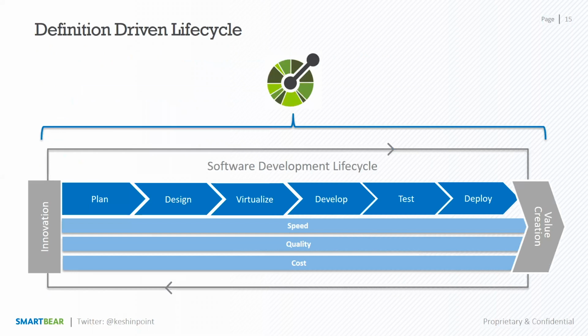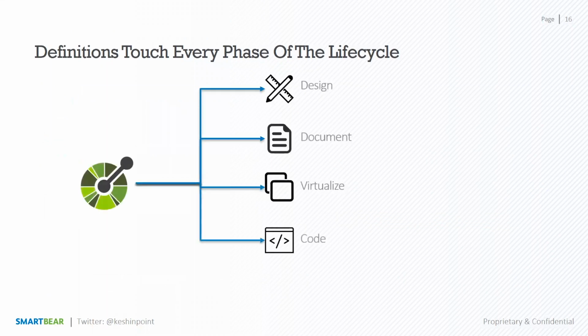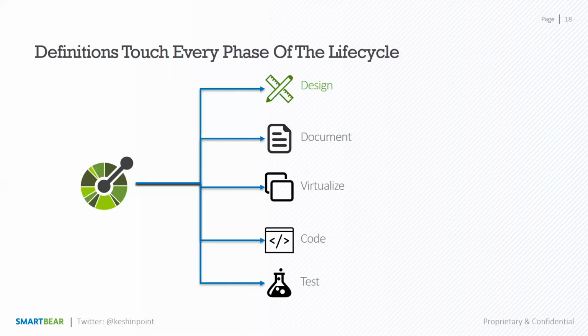So this is really just saying that the definition touches on every single aspect of your life cycle, going all the way from design to virtualization, code, and testing. And so now let's take a step forward and really talk about how definitions actually touch on each of these aspects. So let's start with the first one, which is how definitions touch the API's design.